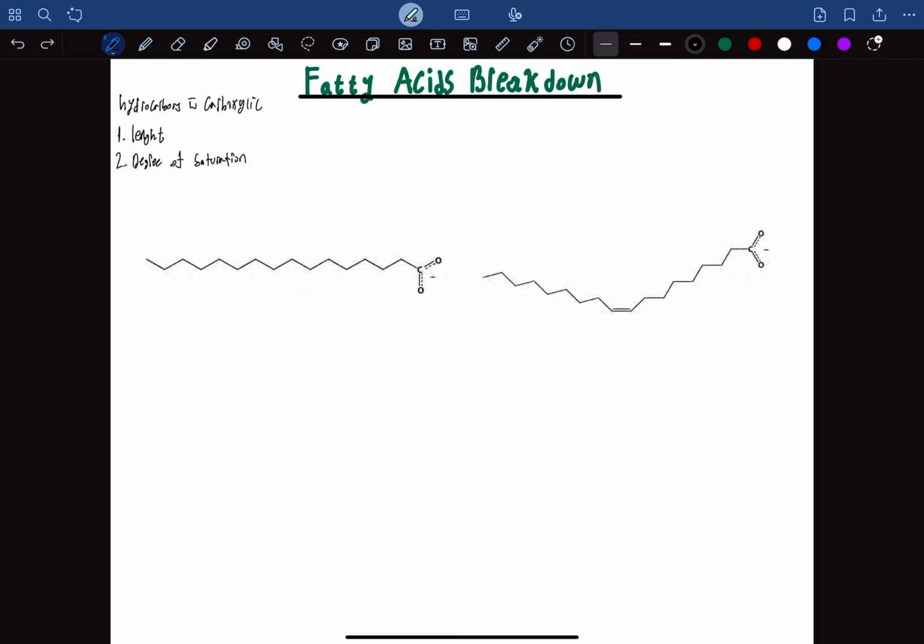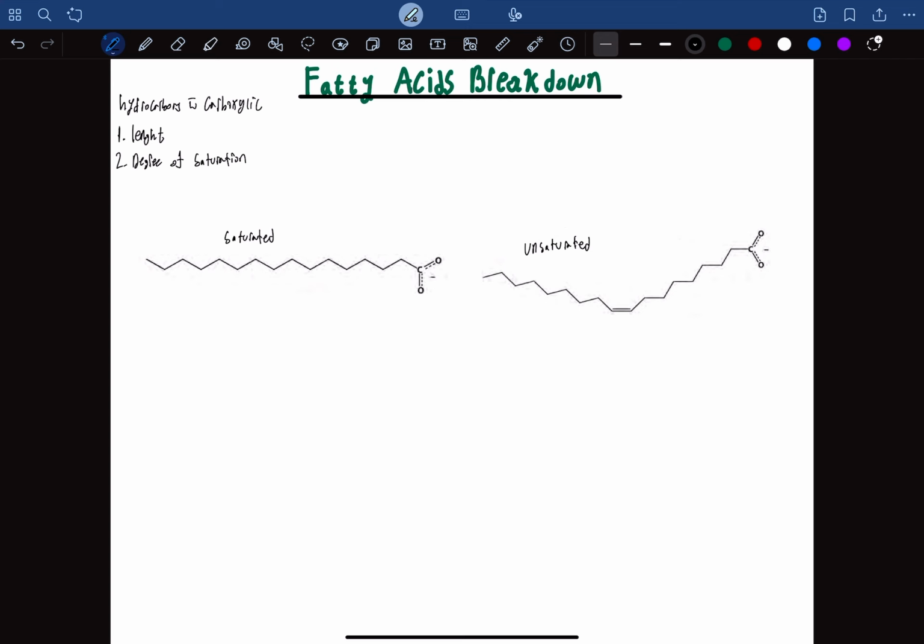So if you have a saturated fatty acid, that means it has no double bond. So this one right here is a saturated fatty acid. If you have an unsaturated one that has only 1 double bond, this is unsaturated. And what if you have more than 1 double bond? Then it's called a polyunsaturated fatty acid. So that's important to know.